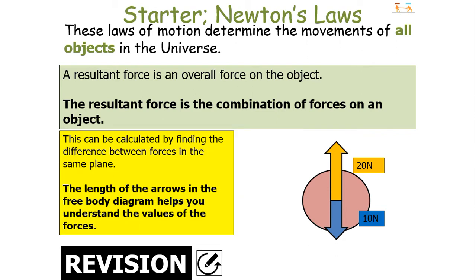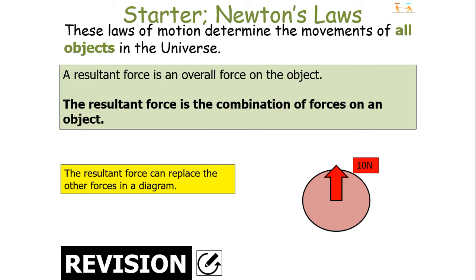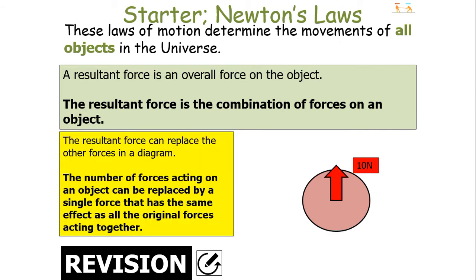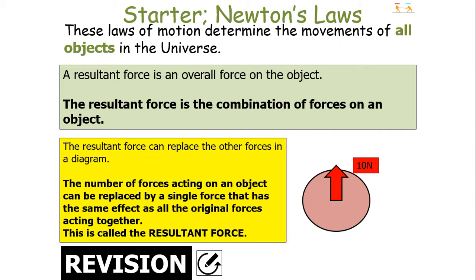Now in a free body diagram, such as the one shown on this slide, the length of the arrows helps you understand the values of the forces. The resultant force can replace all the other forces in the diagram, so when a number of forces act on an object, they can be replaced by the single force that has the same effect as all of the original forces acting together. That is the resultant force on an object.